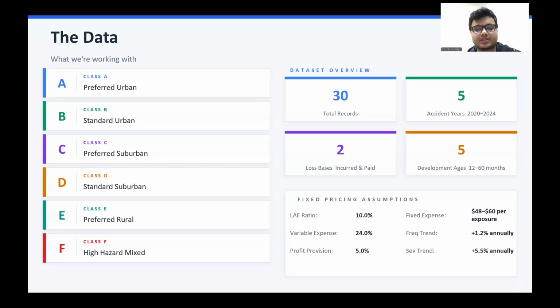Expense assumptions are fixed: 10% loss adjustment expense, 24% variable, and 5% profit. Fixed expenses range from $48 to $60 per exposure, depending on the class. And annual trend is frequency 1.2% and severity 5.5%, which is about 6.8% combined per year.